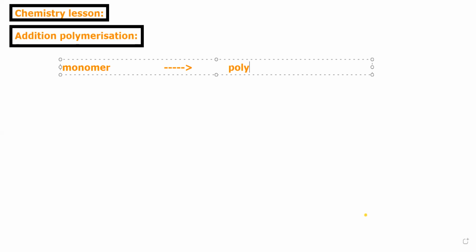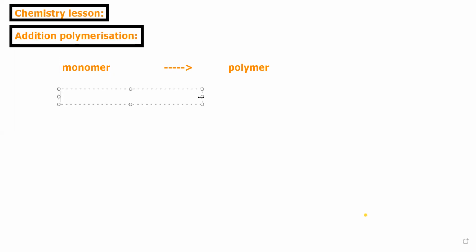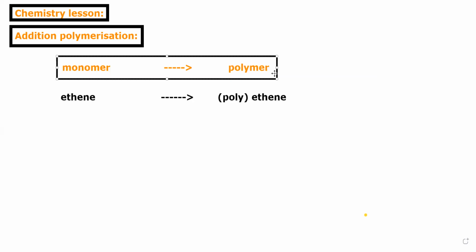Let's take the example of, we know that here in addition polymerization we will always have a monomer with a double bond. We will have ethene, for example. This is our example number 1. So what will be the polymer formed from ethene? It is going to be polyethylene. Whenever we are talking about a monomer, the polymer name will always be poly. Now let's see how we are going to draw it.